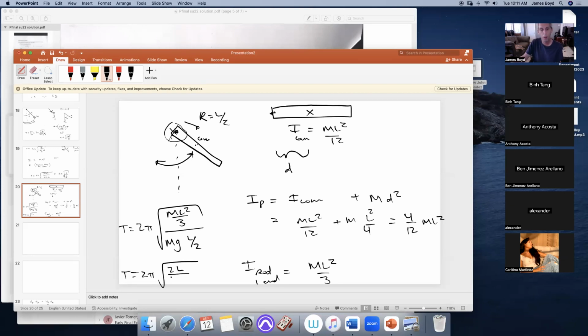2L over 3g. And then I could plug numbers in. I don't care what the numbers are, but I found my period. Now, let's do another one.